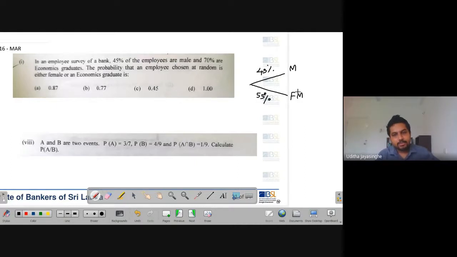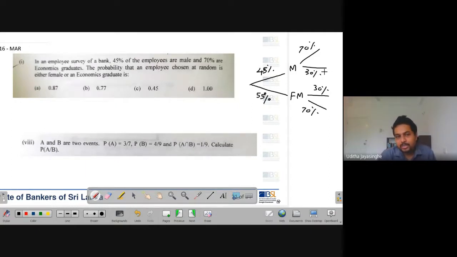And 70% are going to be economic graduates. Fine. It's a bit of a tricky part now. How do you demarcate it? If you take 70% over here, 30% over here, is this going to give me an answer?